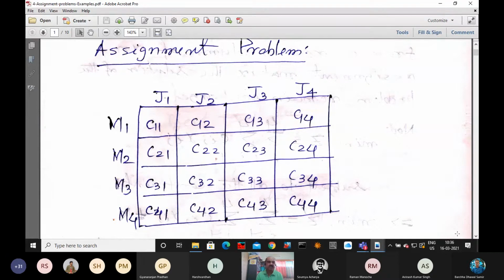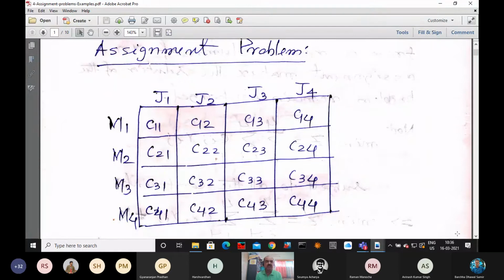So 4 means machine 1 can be assigned to any one of the jobs. If you fix one, then there are 3 remaining. Then for machine 2, since one is already fixed, it can be assigned to one out of 3. For the rest, machine 3 has another 2 options, and machine 4 gets the last one.